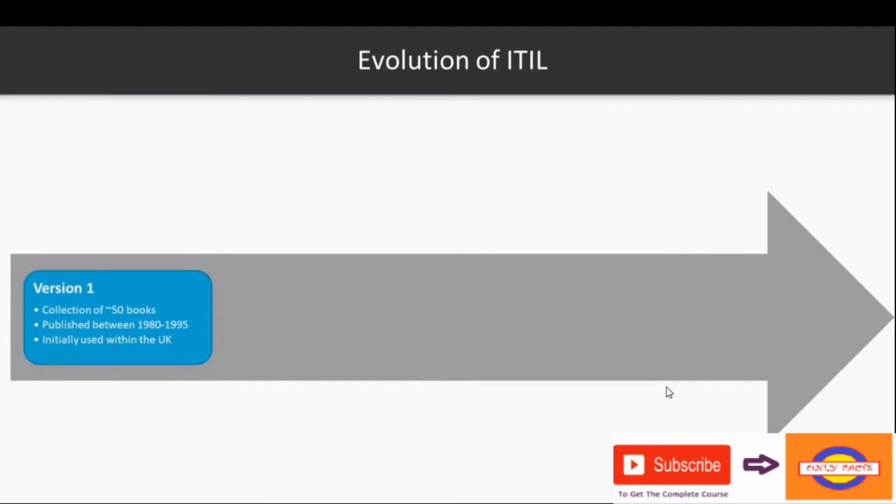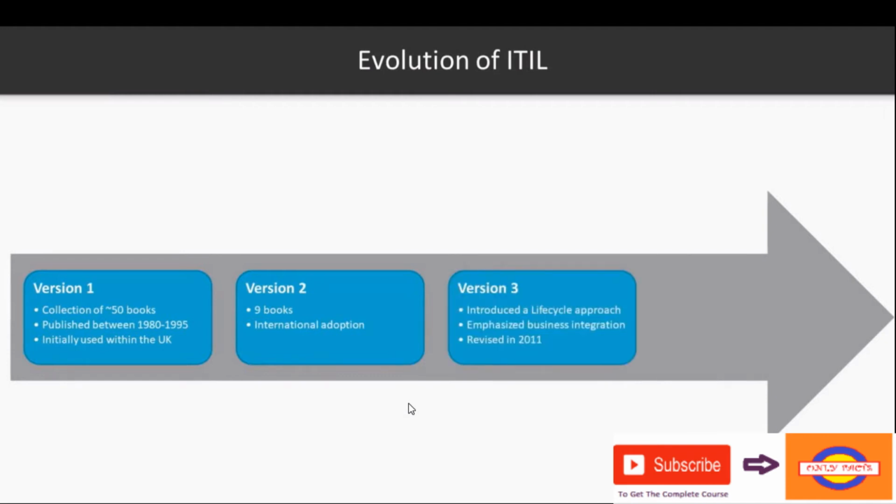So it keeps up with the evolution of the industries and the methodologies. The team behind it decided to publish the next version, which was version 2. Much more simplified than the previous one, and it also became much more popular. It was adopted worldwide. Later it evolved into version 3, which was published in 2007, and later revised in 2011. That is by far the most popular version of ITIL.